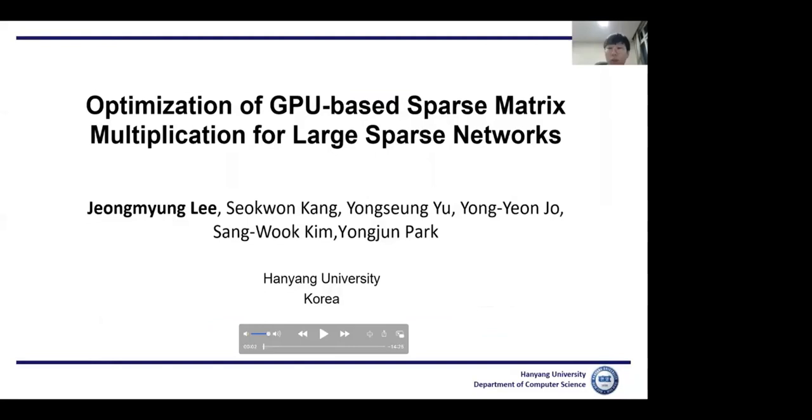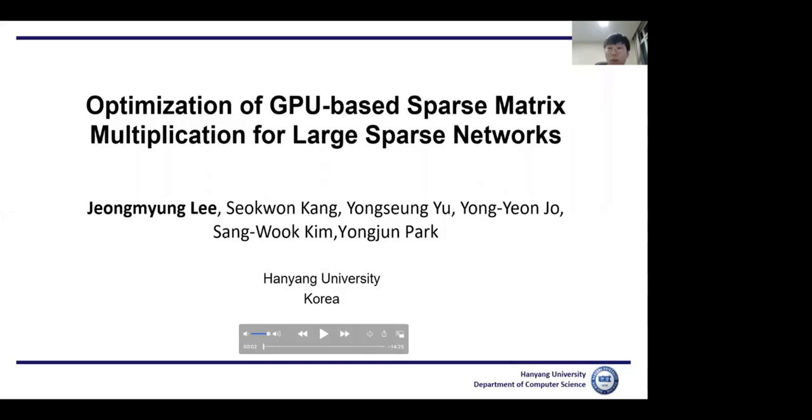For the next talk, it is from Jung Jung Lee, 578. The title of the paper is Optimization of GPU-based Sparse Matrix Multiplication for Large Sparse Networks. Jang Yun is a master's student in the Department of Computer Science at Hanyang University. He's working on graph analysis of various SNS applications on GPU architectures. I'm assuming he's also online. After the presentation, we can get some questions. We can continue, Harsha.